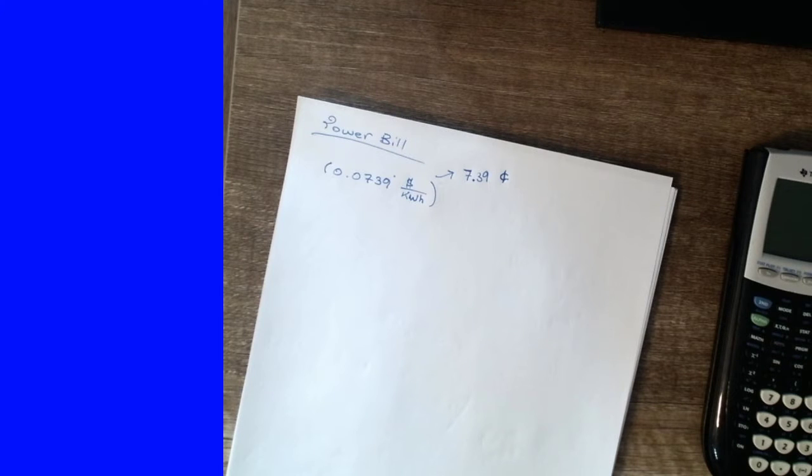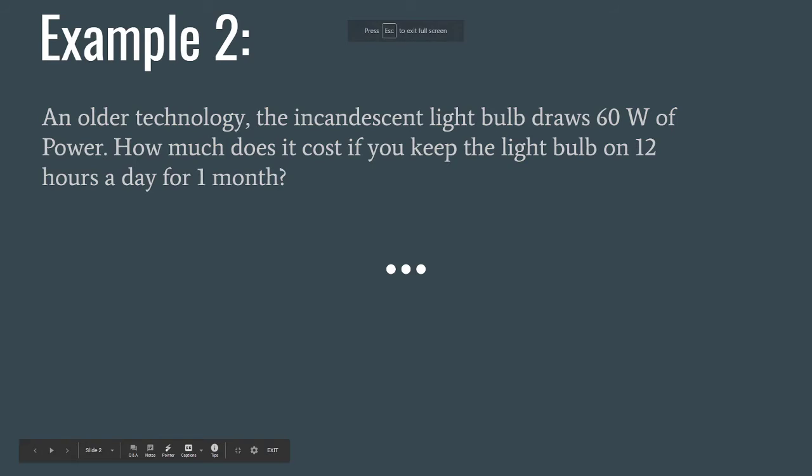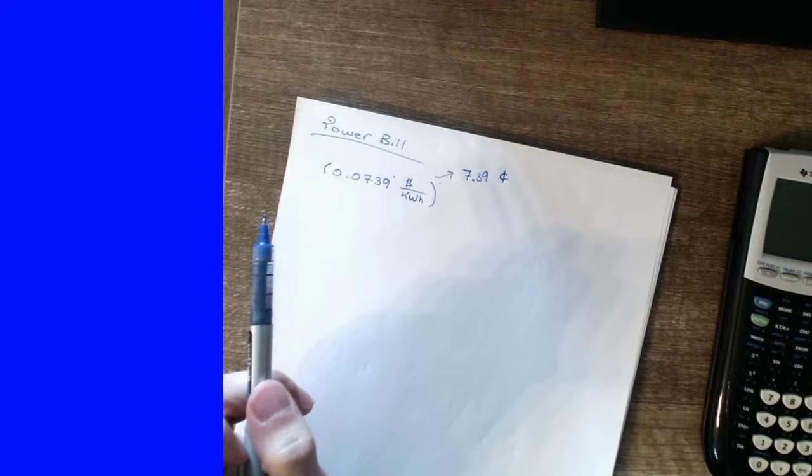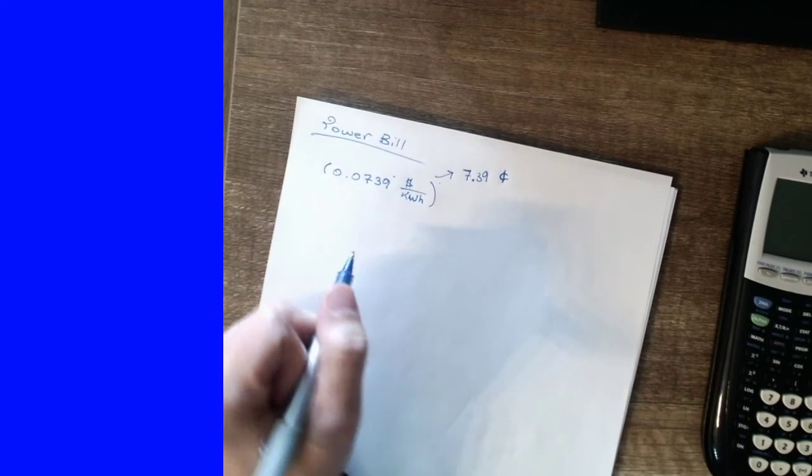So here is that. The incandescent light bulb draws 60 watts of power. How much does it cost if you keep the light bulb on 12 hours a day for 1 month? I'll let you take that in, copy that down, and we'll come back here and try and solve this problem.